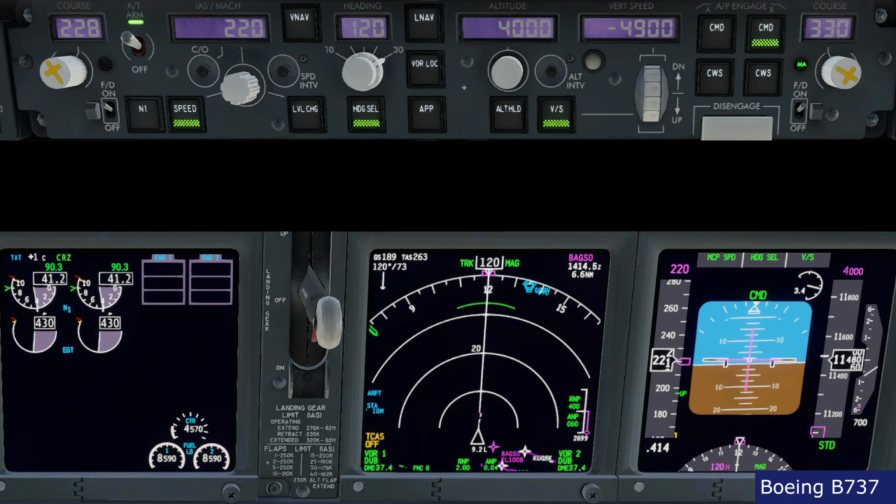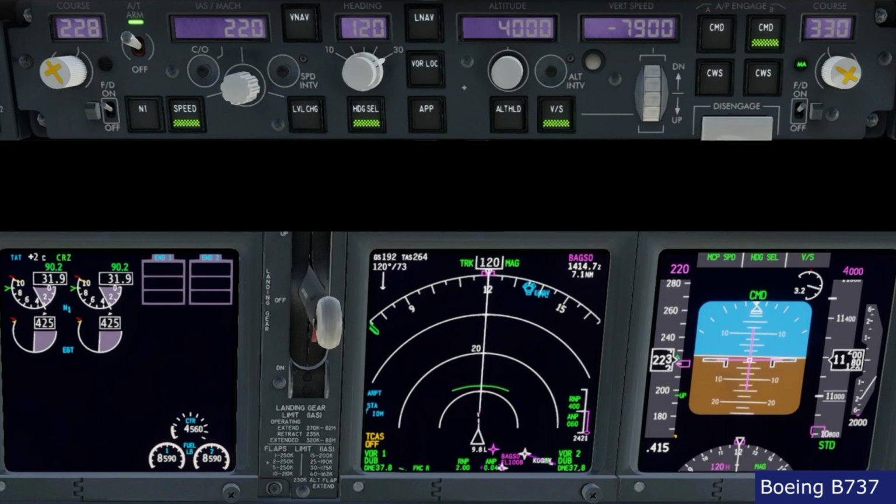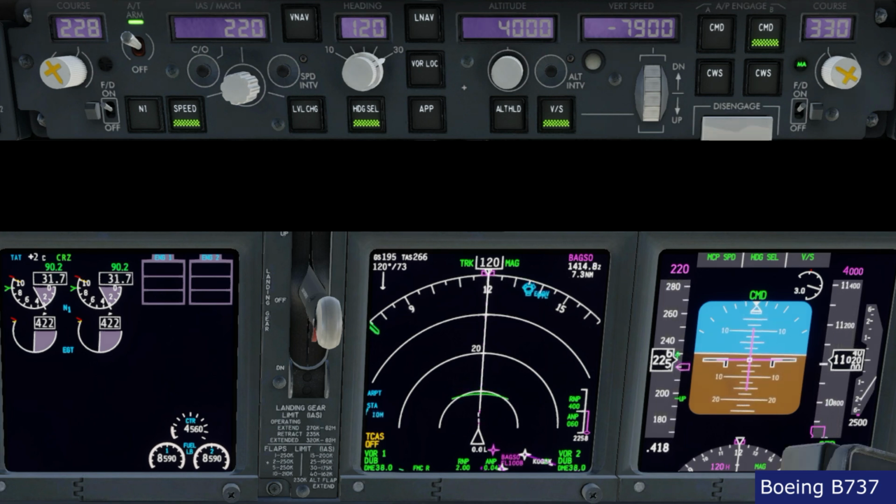So now I'm selecting something like 6000 feet per minute. Okay, and with 6000 feet per minute, again the aircraft is quite slow in losing the pitch. The real aircraft is a bit more aggressive with the pitch there, but what happens is that I'm going to lose control of the speed, and it is going to increase.